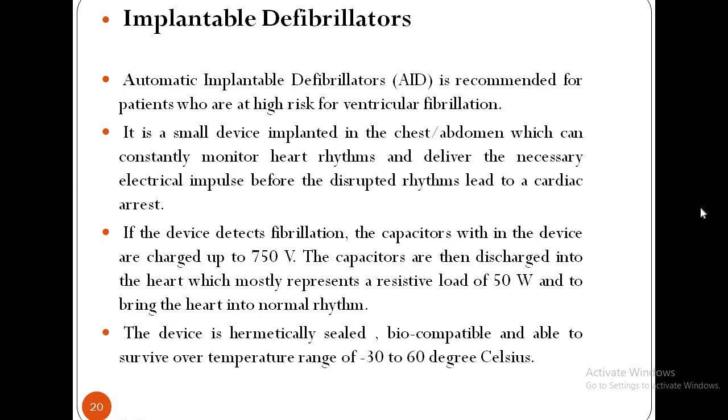The use of automatic implantable defibrillators is recommended for patients who are at high risk for ventricular fibrillation. An implantable defibrillator is continuously monitoring a patient's heart rhythm. If the device detects fibrillation, the capacitors within the device are charged up to 750 volts. The capacitors are then discharged into the heart, which mostly represents a resistive load of 50 ohms, to bring the heart into normal rhythm. This may require delivery of more than one high-energy pulse.